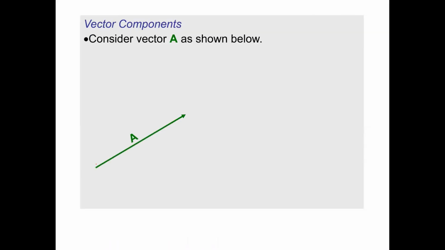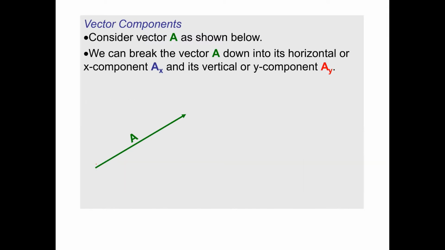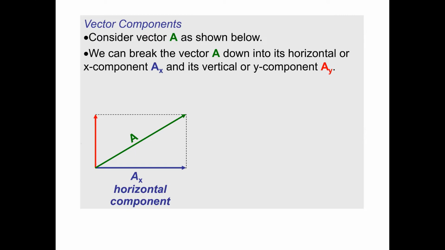Okay, so let's say we have a vector A and it's at an angle like you'd see there. How can I talk about it? I can break that vector down into what we call horizontal X and vertical Y components. And I can label the horizontal component A sub X, as you can see there in blue, and the Y component A sub Y, as you can see there.